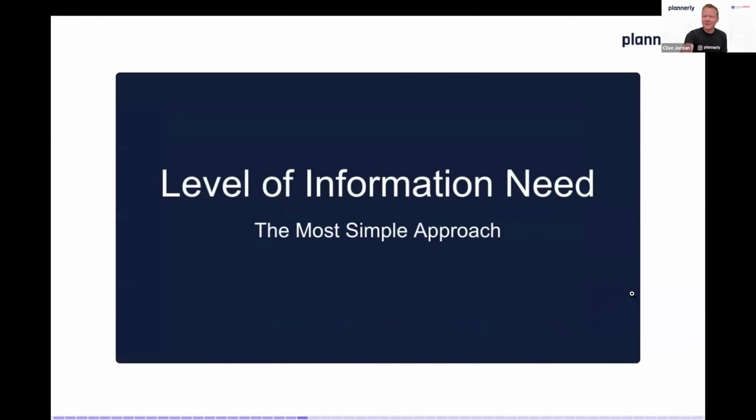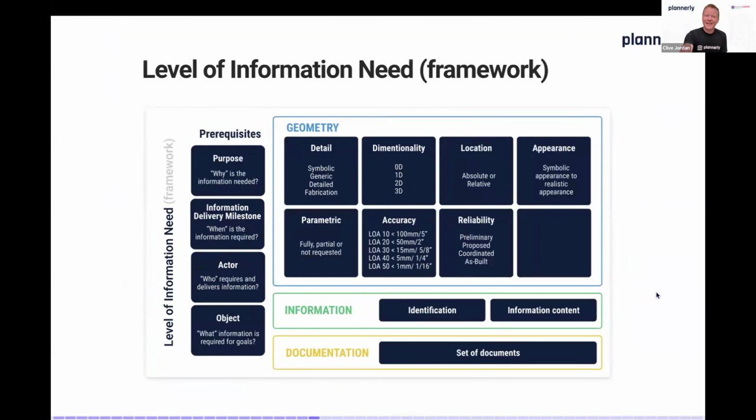So there were lots of other things that we did. And level of information need, in its most simple approach, what we saw was a framework that defined a set of prerequisites. So we needed to know the purpose, why is the information needed? When is it needed? So when is it going to be delivered? What's the milestone that's going to be delivery, and what the date is required? Who's going to create it? What it is, so what the actual object is, whether it's a specific piece of information or whether it's geometry on certain elements. And then if you break that down from a level of information need perspective into a framework, the key three components are geometry, information, and documentation.